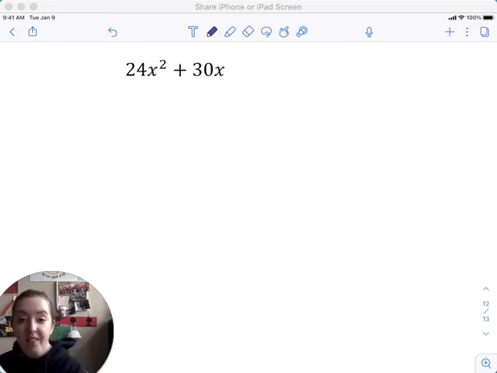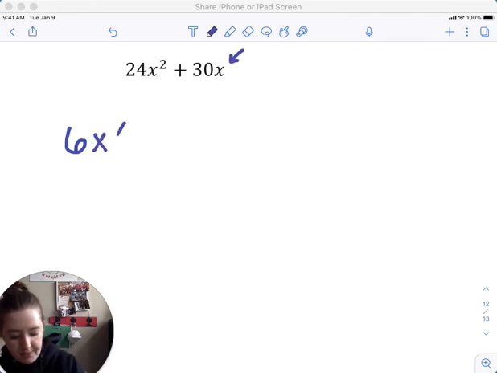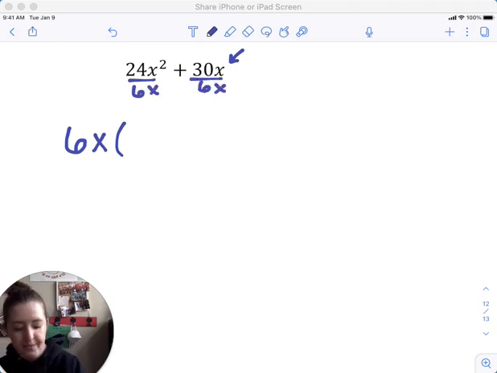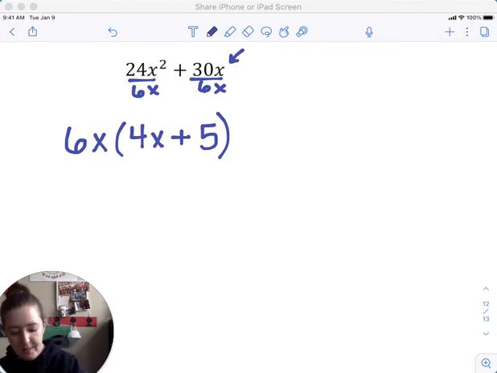Okay, do we have a greatest common factor with 24x squared and 30x? Yeah, we absolutely do. So 6x is our greatest common factor. 6 is the biggest number that goes into both 24 and 30. And my smallest exponent here is x. So we'll divide both of these terms by 6x to find out what goes inside of the parentheses. 24 divided by 6 is 4. X squared divided by x is x. Then there's a plus. 30 divided by 6 is 5. And then the x's cancel out. So that's my answer.